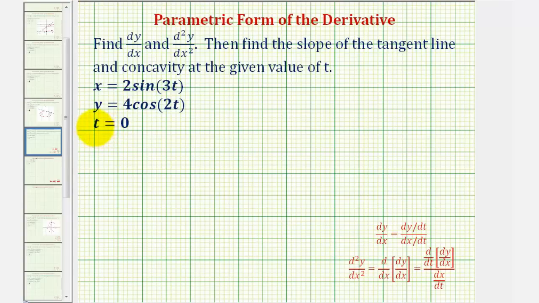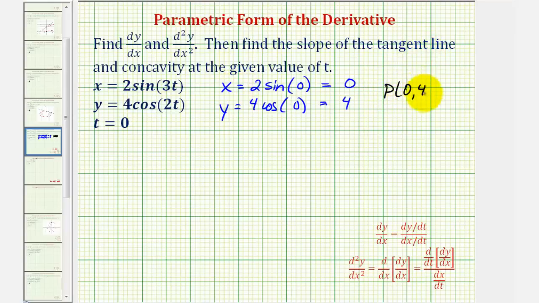To do this, we'll substitute t equals 0 into the parametric equations, which means we'd have x equals 2 times sine 3 times 0, which is 0, and y would be equal to 4 cosine 2 times 0, which is 0. Well, the sine of 0 is 0, so x is equal to 2 times 0, or 0, and y is equal to 4 times cosine 0. Cosine 0 is equal to 1, 4 times 1 is 4. So the point we're referring to when we're determining the slope of the tangent line and the concavity would be the point with coordinates 0, 4.